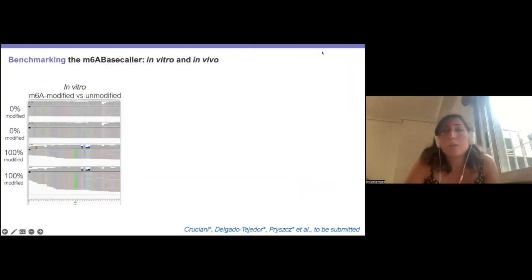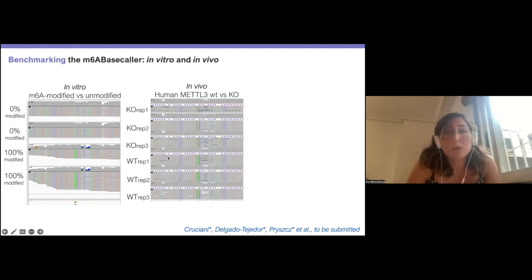So we said, okay, we trained the model, but how does it actually work? Does it predict poorly, or does it do a reasonable job? To benchmark it, we first turned to some in vitro synthetic molecules, which were either 0% modified or 100% modified. Here you have the DRACH motif, DRACU, which would be the most representative one typically in human, as far as we know. And here you can see that most of the reads are predicted as modified, whereas they are not predicted as modified in the unmodified control oligo.